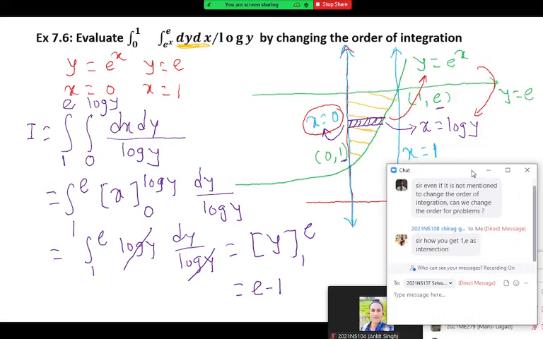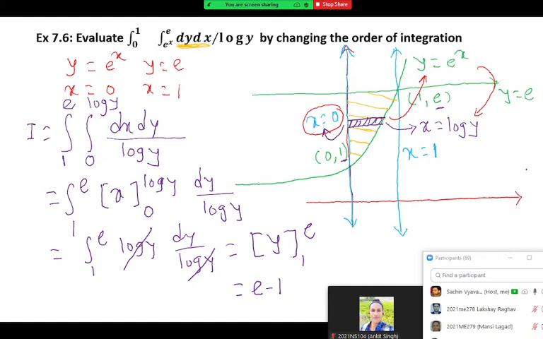1 comma e is a point of intersection. You will clearly observe that this intersection point is the intersection of two or more curves. So just solve the two curves simultaneously. One is x equal to 1 and another is y equal to e. So the point is 1 comma e. These two straight lines will intersect at the point 1 comma e.